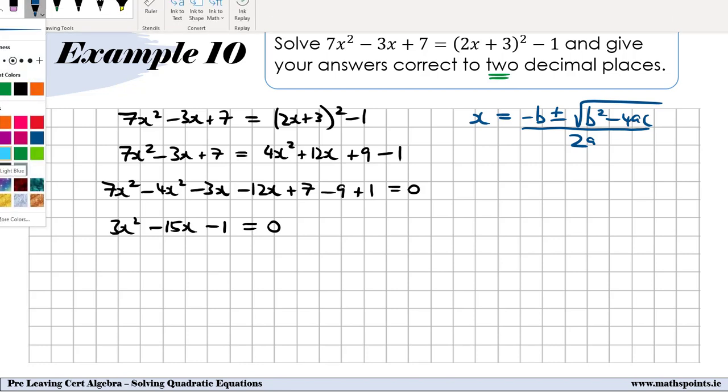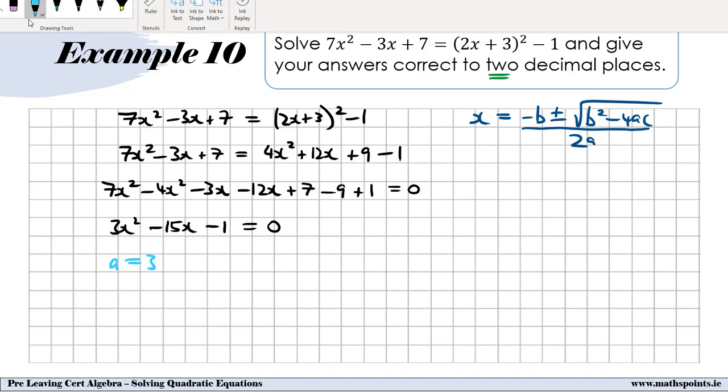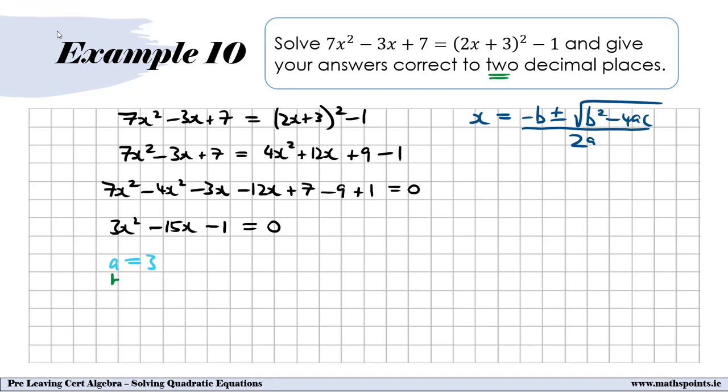So a is the number next to the x squared term, so in this case a is equal to 3. B is the number next to the x term, so b is equal to minus 15. And again, the minus is very important. And c is the term independent of x, which is minus 1. And again, the minus is very important.